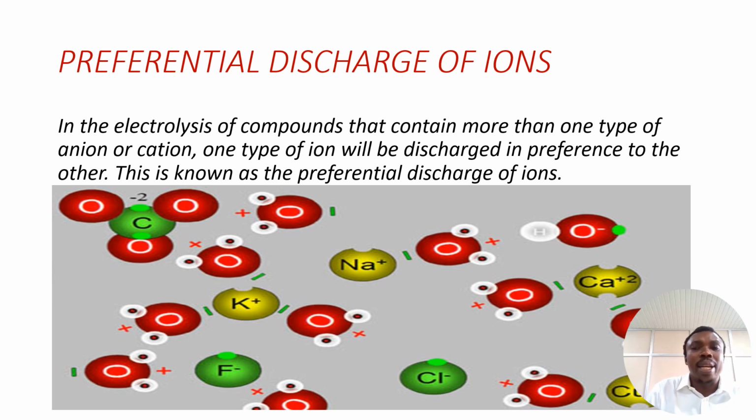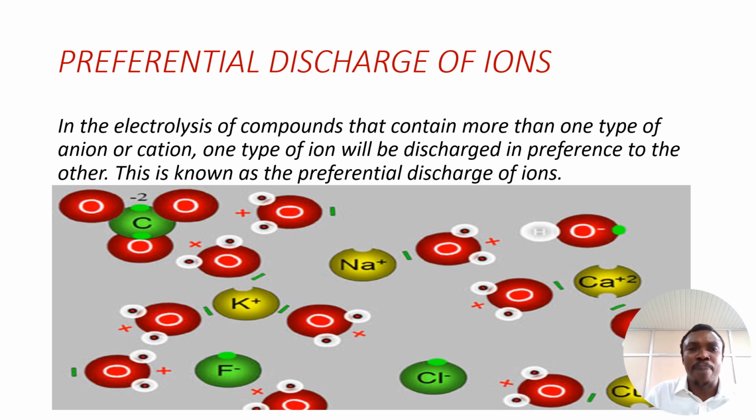But in a situation whereby the electrolyte is an aqueous solution, we'll have the electrolyte and we'll have the solvent. So we'll have positively charged ions from the electrolyte and from the solvent, and negatively charged ions from the electrolyte and from the solvent. So there will be competition at the cathode over which of the ions will be discharged, whether the ion from the electrolyte or the ion from the solvent. At the anode, there will be competition between the negatively charged ion from the electrolyte and the negatively charged ion from the solvent. So there are certain factors that have to be considered to determine which ion will be preferentially discharged. That's why we have preferential discharge of ions.